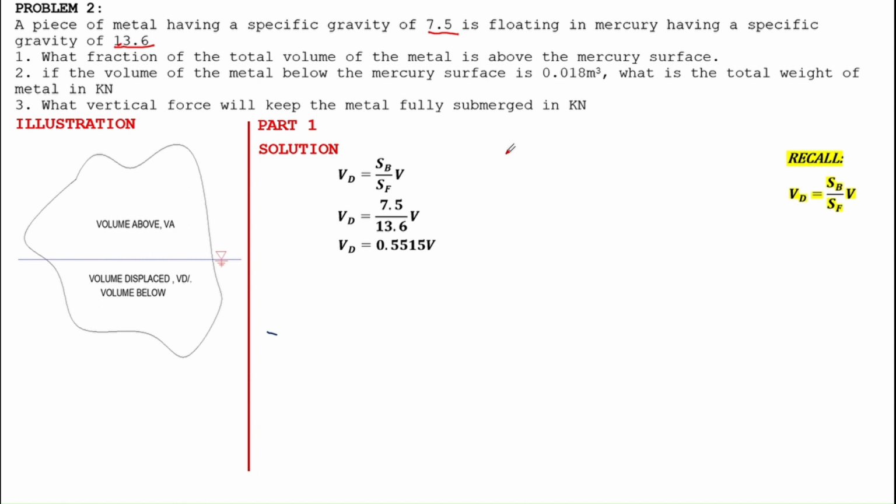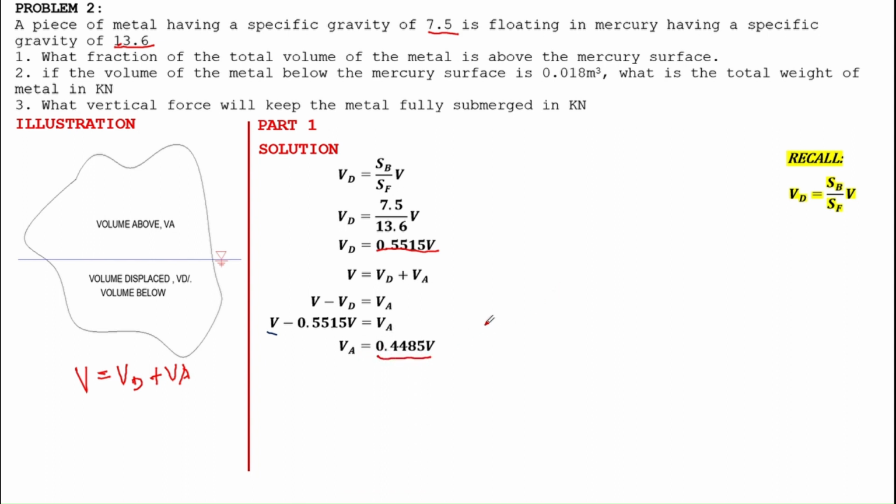From our illustration, the total volume of the body is equal to the volume above the mercury surface plus the volume displaced, or the volume below the mercury surface. Transposing the volume displaced to the left side of the equation, volume above is equal to the total volume minus the volume displaced. Since we already got our volume displaced as a function of the total volume V, we can now solve for the volume above. That is, volume above is equal to V minus 0.5515 V. Simplifying, we get volume above is equal to 0.4485 V.